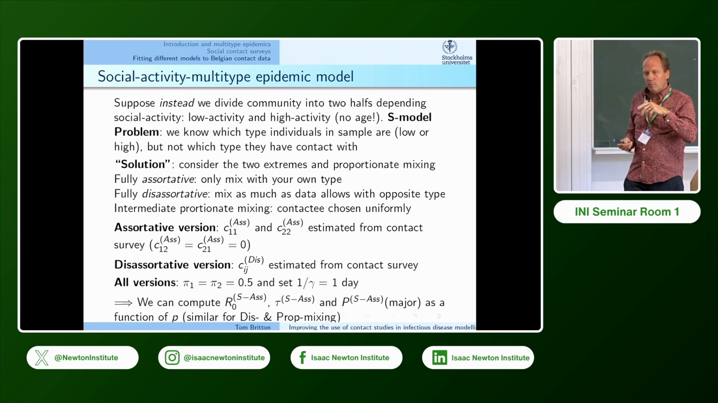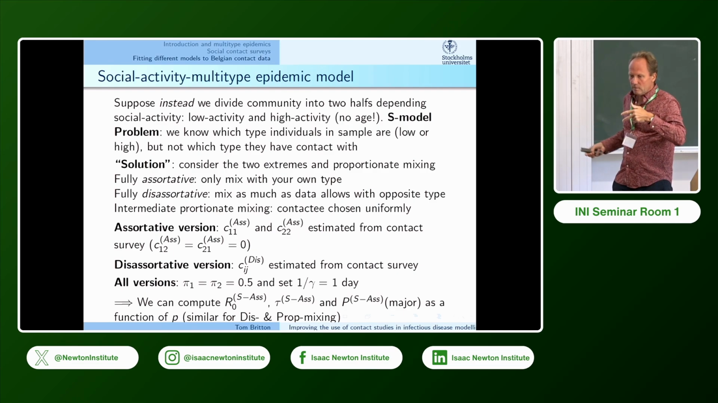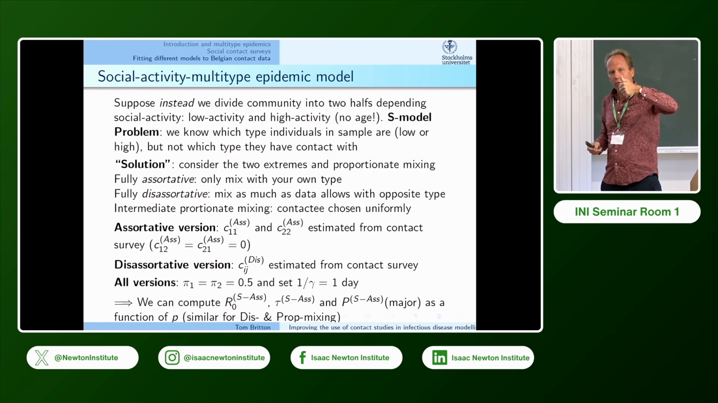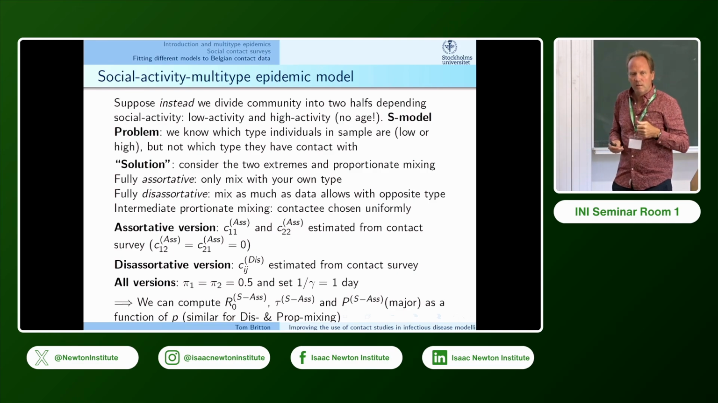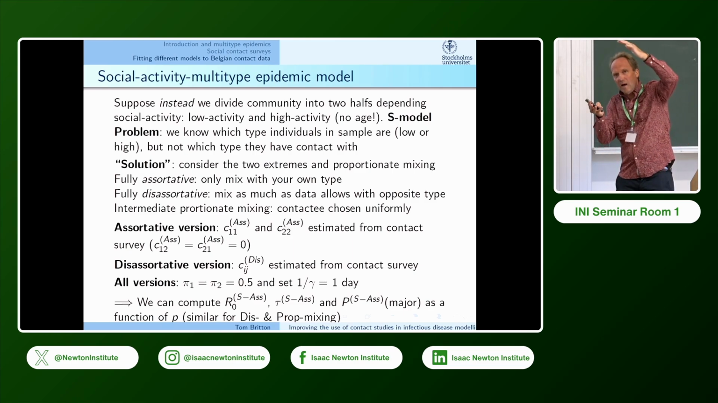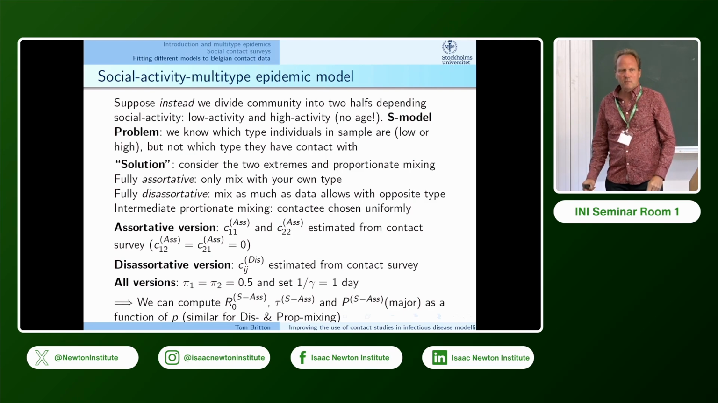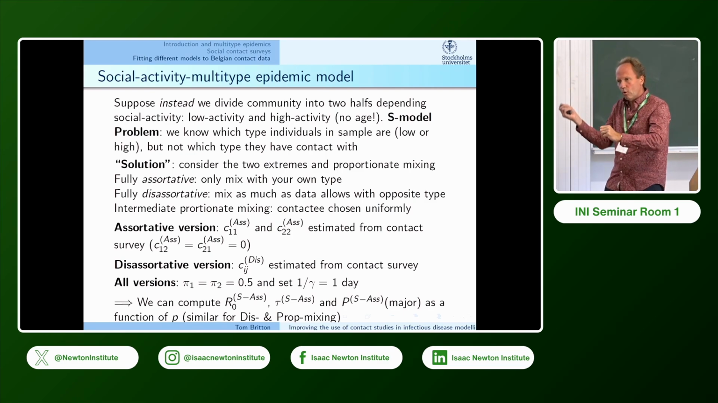So we consider three cases. I will only describe two here. The fully assortative model, where assortativity is with respect to social activity. That means that the highly socially active more or less only have contact with other socially active. That's called the assortative. And the low with low. The disassortative, you cannot do exactly the opposite, but more or less the opposite.